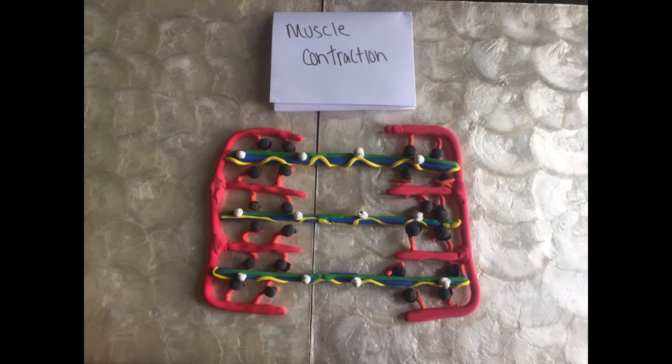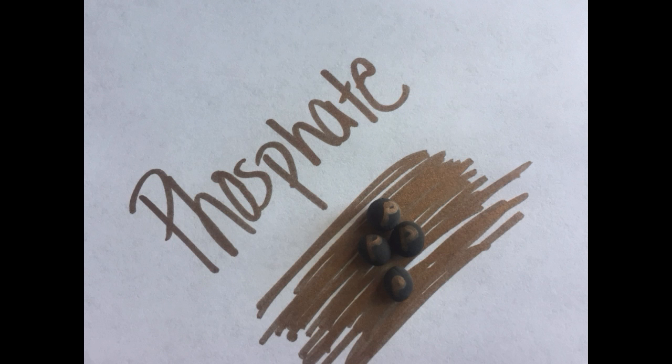The contact causes the myosin heads to bend towards the center of the sarcomere, shortening the overall length. We call this sarcomere shortening a muscle contraction.